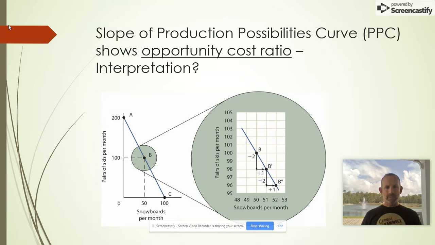Okay, so the slope of this curve has an important interpretation. It shows you opportunity cost. It shows you what we call an opportunity cost ratio. So if you do the math, I won't go through it, but if you were to do the math here, you'll find that this production possibilities curve has a slope of -2. That tells you basically the trade-off that this company has to make between skis and snowboards. So for every 2 pairs of skis they give up, they can make 1 more snowboard. So they would have to look at prices and marketing and things like that to decide how much to produce, but that's the trade-off that they have to make in production. So that's really what a production possibilities curve shows.